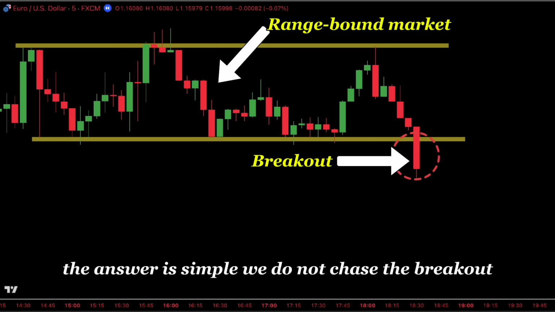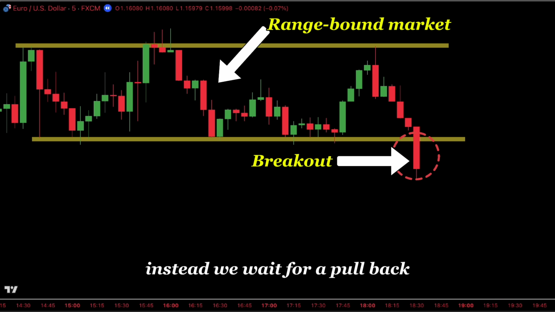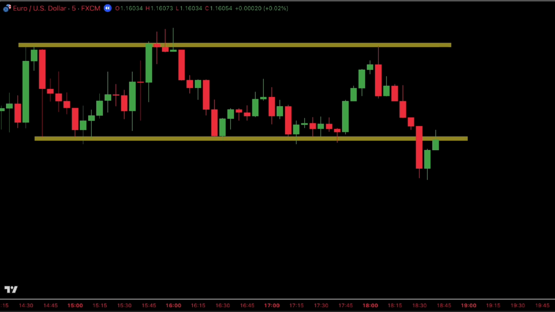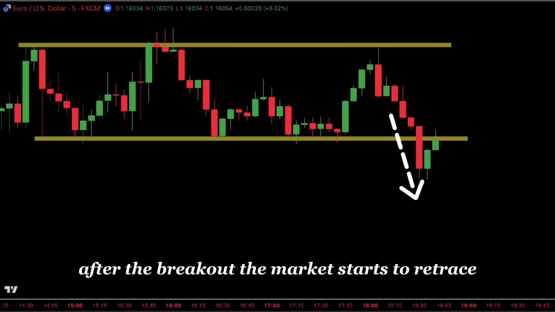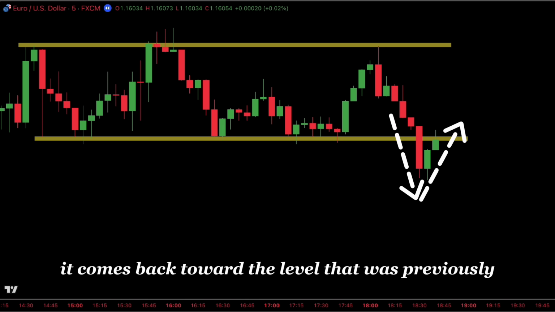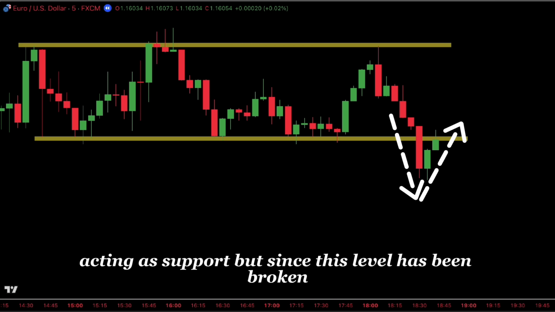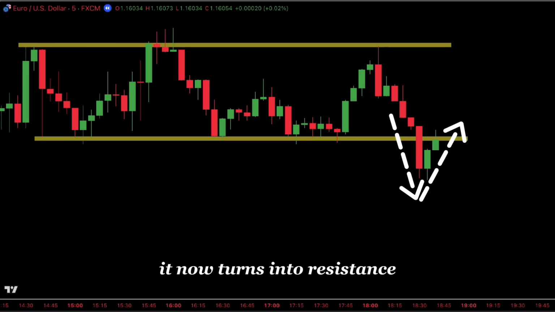The answer is simple. We do not chase the breakout. Instead, we wait for a pullback. Look at what happens next. After the breakout, the market starts to retrace. It comes back toward the level that was previously acting as support. But since this level has been broken, it now turns into resistance. This is a key concept in market structure.